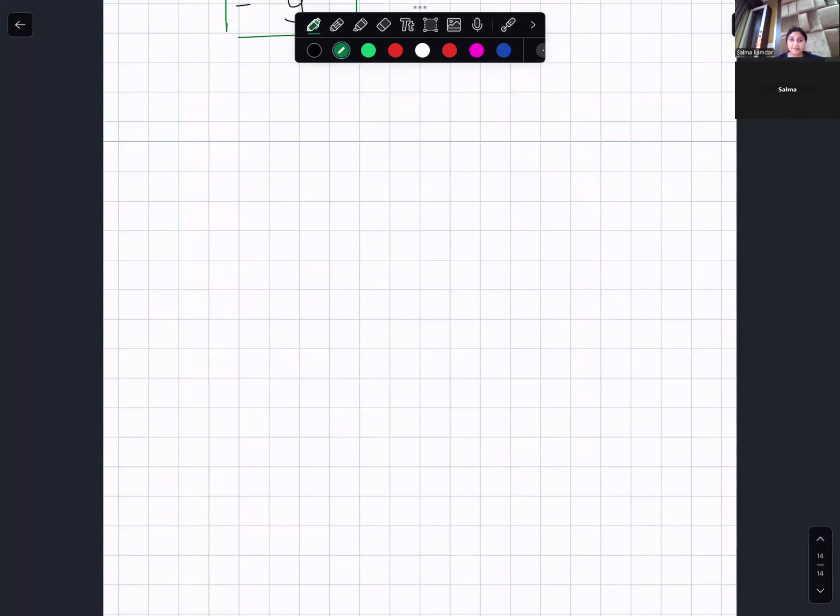Let's do another sum. Try it yourself. Write the following in the form a root b. Try.